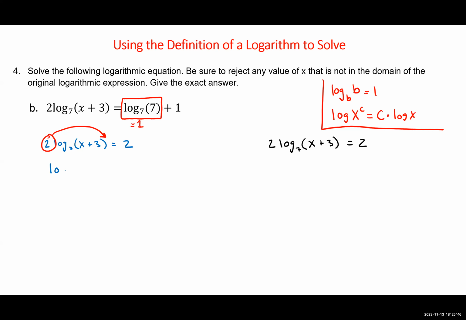So we'll have log base 7 of x plus 3 to the second power is equal to 2. And now we could use the definition of the logarithm. 7 to the power of 2 is equal to the argument, x plus 3 squared. 7 to the power of 2 is equal to x plus 3 squared. And 7 to the power of 2, we know that's 49.